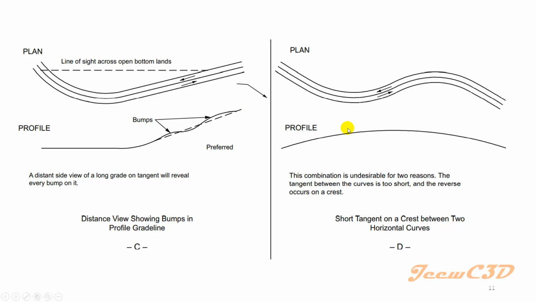Here you have a short tangent in between the horizontal curves. This is a reverse curve separated by a short tangent. This is not desirable for two reasons. That is, this tangent is too short and this reverse curve occurs on a crest. The crest is the top point. At the top point, the gradient is very low, close to zero. Here the gradient is somewhat higher, and this side also somewhat higher. Here the gradient is very low.